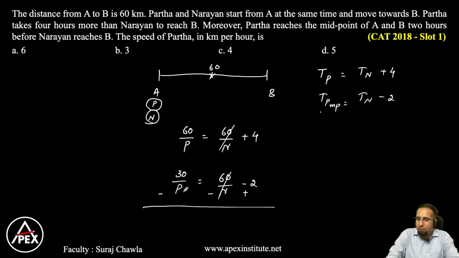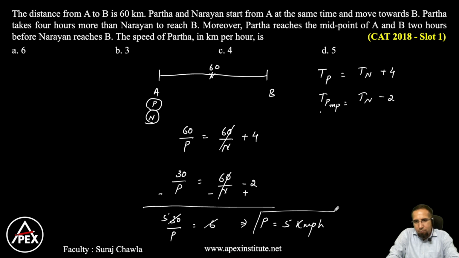So, 60 by P and 30 by P, clear, minus. So, I have 30 by P here, and 4 plus 2 becomes 6. So, 6 ones are 6, 6 fives are 30, or eventually what do we have? We have the value of P is equal to 5 kilometers per hour. So, therefore, this becomes the speed of Parath, and we can get it in the easiest possible manner. There are many ways to do it, but trust me, if you ask me, this is the easiest way in which you can get this answer.